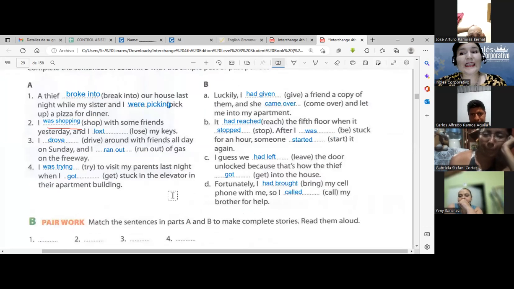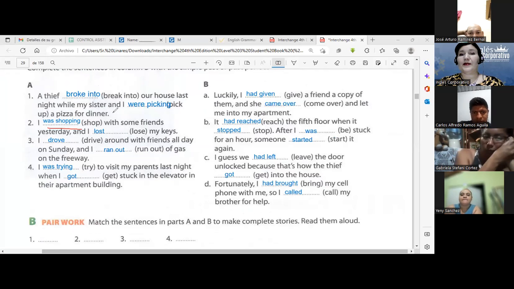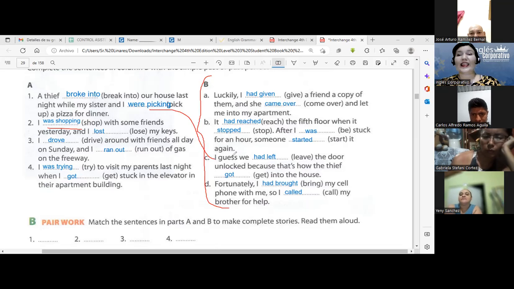What is the complement for the first one, people? What is the complement for this story? A thief broke into our house last night while my sister and I were picking up a pizza for dinner. What will be the second part? We're picking up a pizza for dinner. But from all these stories, what will be the complement? And letter C. Yes. I guess we had left the door unlocked because that's how the thief got into the house. Excellent job, Mr. Jose Arturo.